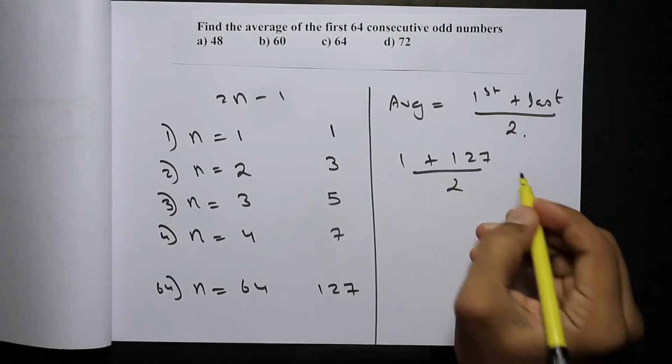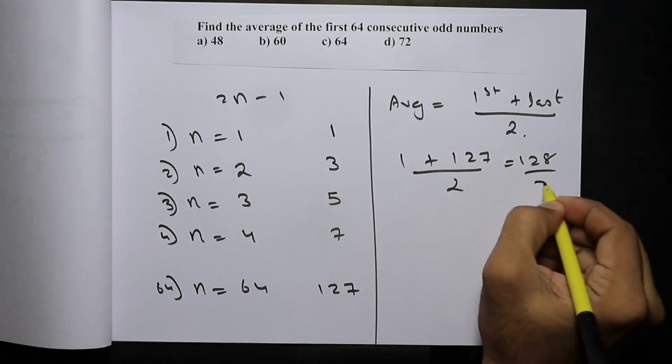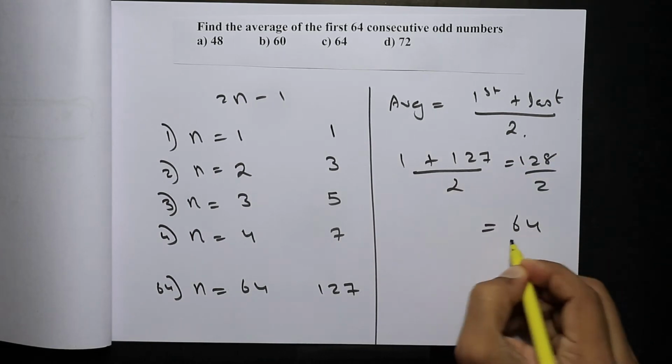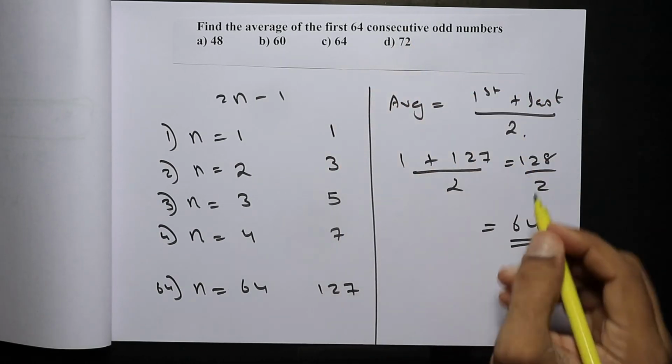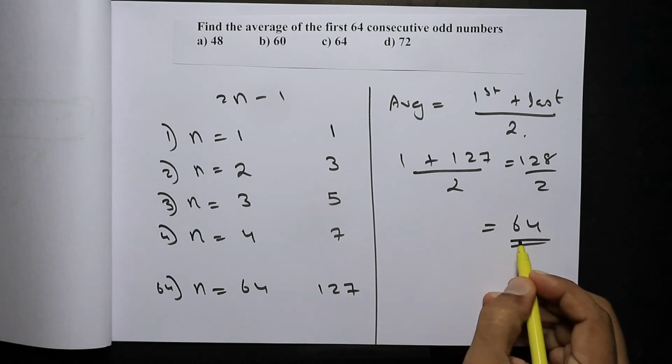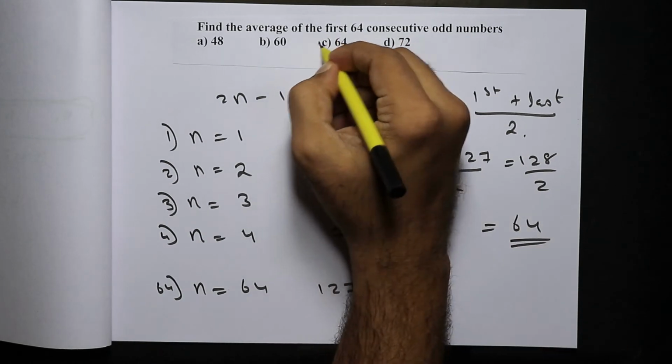1 plus 127, that is 128 by 2. That you will get it as 64. So average of the first 64 consecutive odd numbers, that is obtained as 64. Option C, 64.